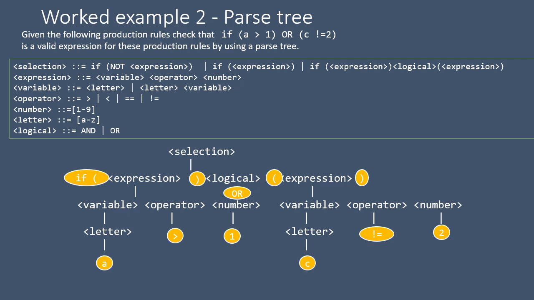Then we have our letter here, and we've got A and C. In this case, we've identified both of those, and you can see now that we have identified all of the terminating symbols within our expression. So we can say that this is a valid expression, given that we've been through the parse tree, and our expression for our if statement at the top there is perfectly valid given these production rules that we have here.